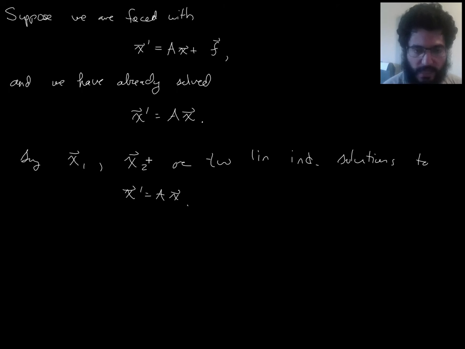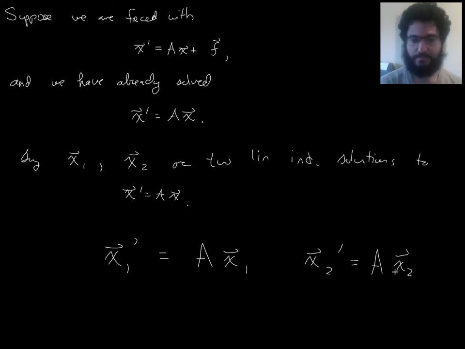So what does that mean to say they're solutions? To say x1 is a solution means if you take the derivative of x1, well, that's the same as applying the matrix A to x1, right? And to say x2 is a solution is to say if you take the derivative of x2, then that's the same as applying the matrix A to x2. There's actually a way of mushing both of these equations together into one matrix equation.